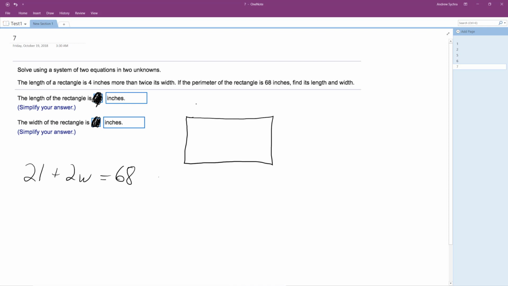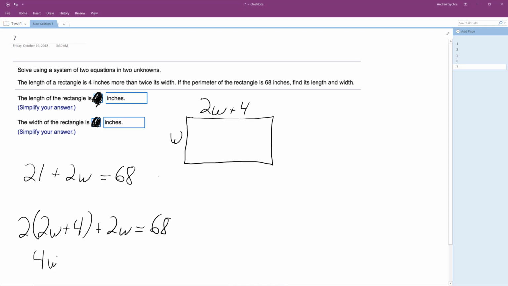All right, so the length is W, and then twice that, 4 more inches: 2W plus 4. All right, so we can just call it this, so we can sub that in. So 2(2W plus 4) plus 2W equals 68.